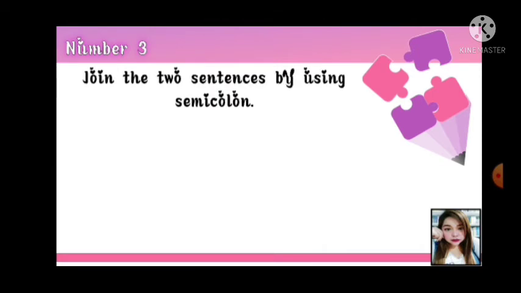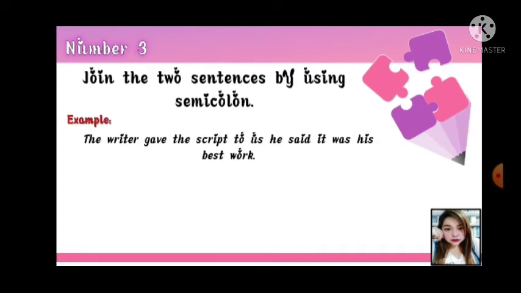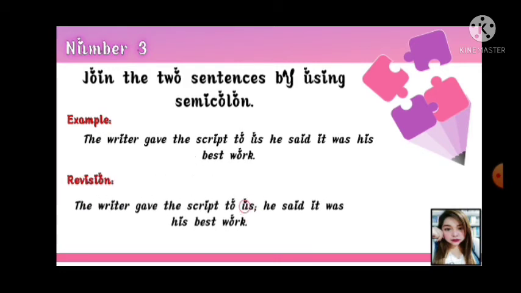Number 3, join the two sentences by using a semicolon. Example, the writer gave the script to us. He said it was his best work. For revision, it should be, the writer gave the script to us; he said it was his best work. So the encircled one here is the semicolon, not the U, okay? It is the semicolon.